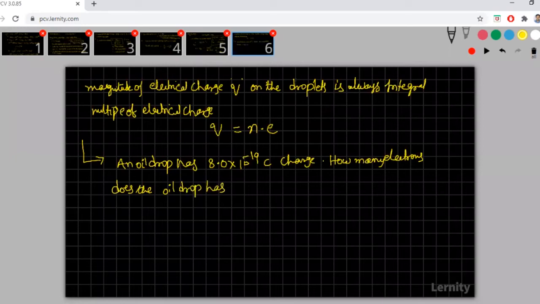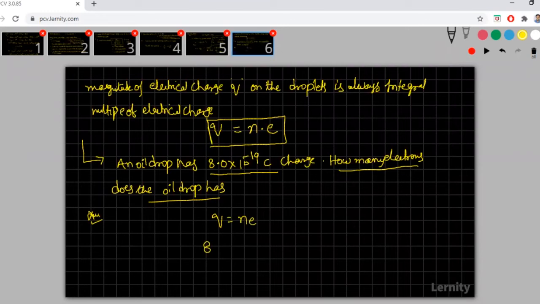So this is the question. How to solve it? An oil drop has 8 into 10 power minus 19 coulomb of charge. How many electrons does the oil drop have? Now this is the formula: Q is equal to Ne. Substitute. The Q value is 8 into 10 power minus 19.